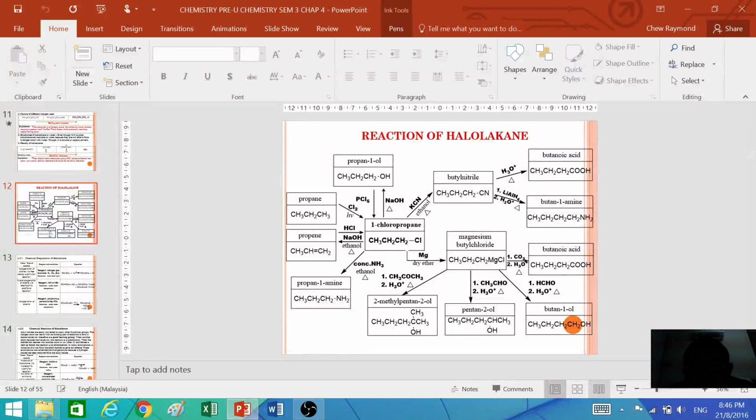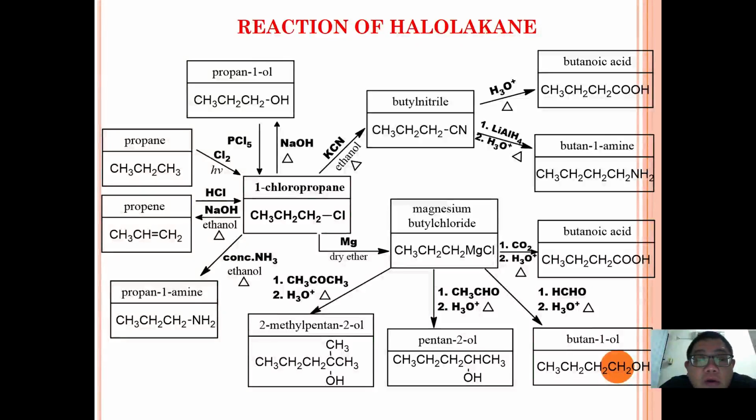Hello guys, we are coming back for the second video for the haloalkanes, where we're going to continue with the chemical properties of haloalkane. Showing to you right in front here is the mind map for the reactions of haloalkane. You can see that there are so many reactions involving haloalkane that you need to know. So let's, without any hesitation, have a look at the series of the reactions for haloalkane.